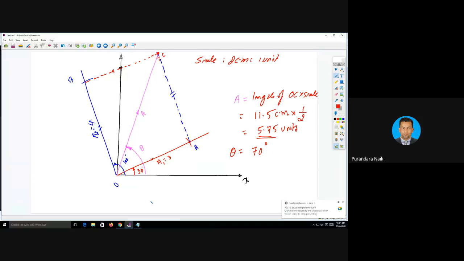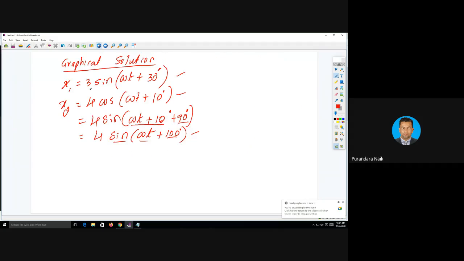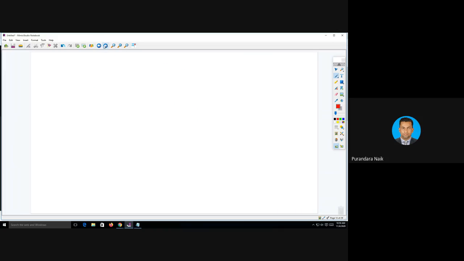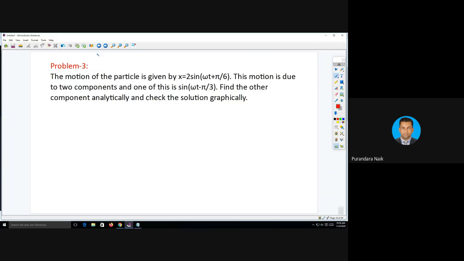Okay, please solve this problem by analytical method. Compare the value, whether it is correct or not. If it is correct, you can write, otherwise you can check the answers. Keep it in the degree mode because the angle is in degree here. Analytical solution while solving, simplifying. Okay, please do it. Next, while coming to the next class, you need to complete it. Okay, next is the third problem. Problem number 3. Please note down.